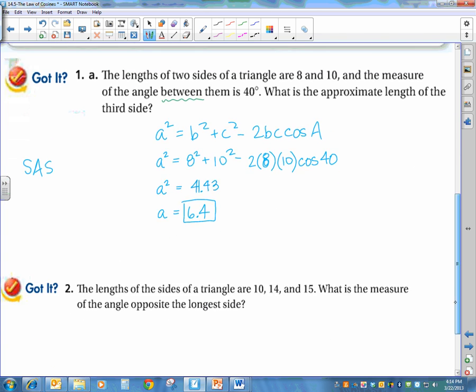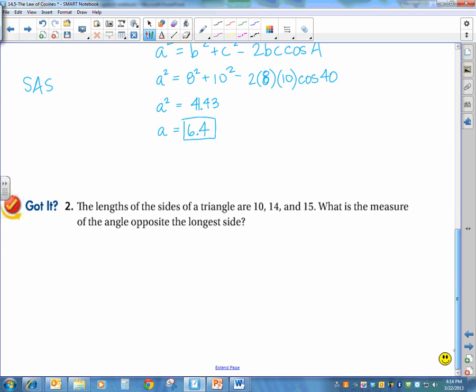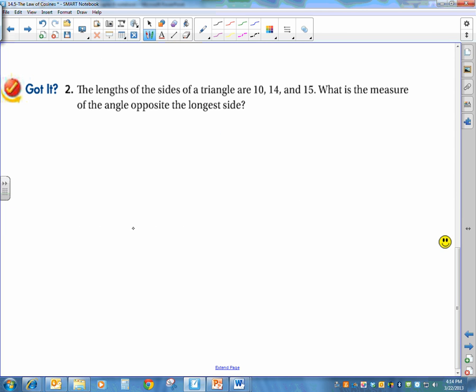Okay, so this was an example of using a triangle where I knew two sides and the included angle. Another time that the law of cosines is helpful is when we know all three sides. So this would be side, side, side that we're looking at. The length of the sides are 10, 14, and 15. What is the measure of the angle opposite the longest side? Now, if they don't give you a specific side and you have to find all of them, you always want to start with the longest side because then you will know right away whether or not you have an obtuse angle in your triangle.